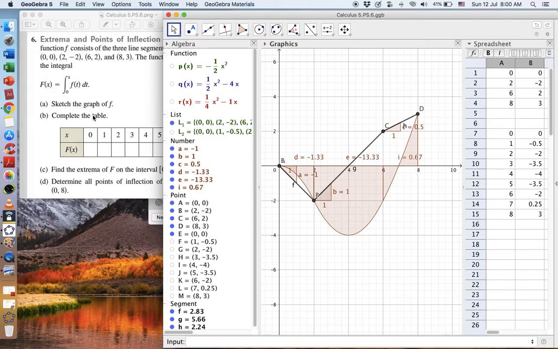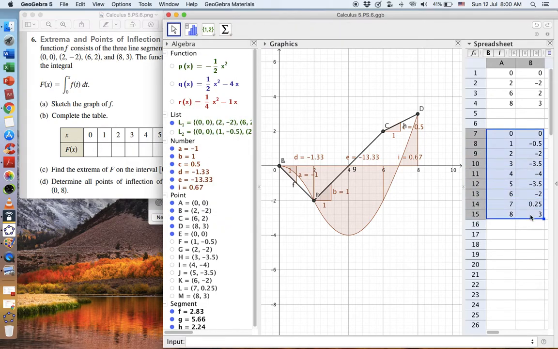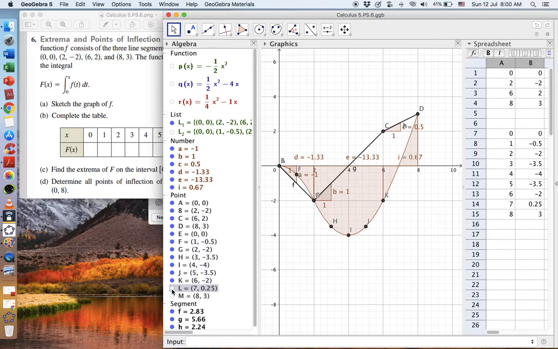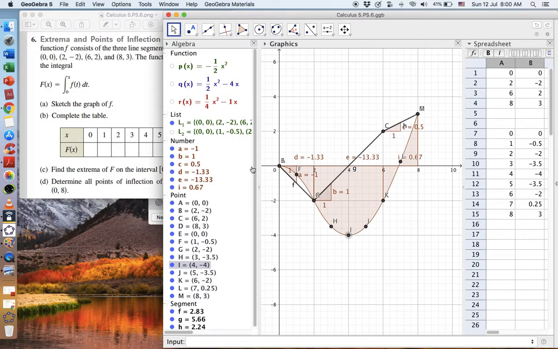So in doing that, we can then plot all of our points or complete the table, which I've done over here. Right, and find the extrema of big F on the interval. So the extrema here is where we have a root. Remember, this is the same phenomena as we found in the previous example. When the first derivative is at root, then we have a trough or a peak on the integral or on the function.